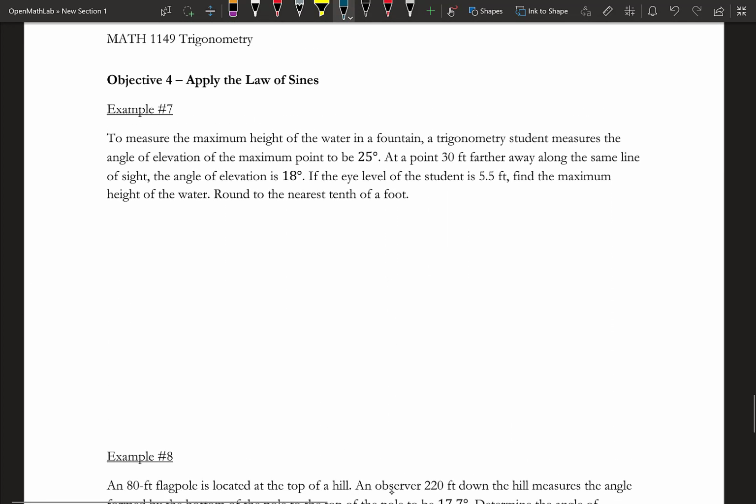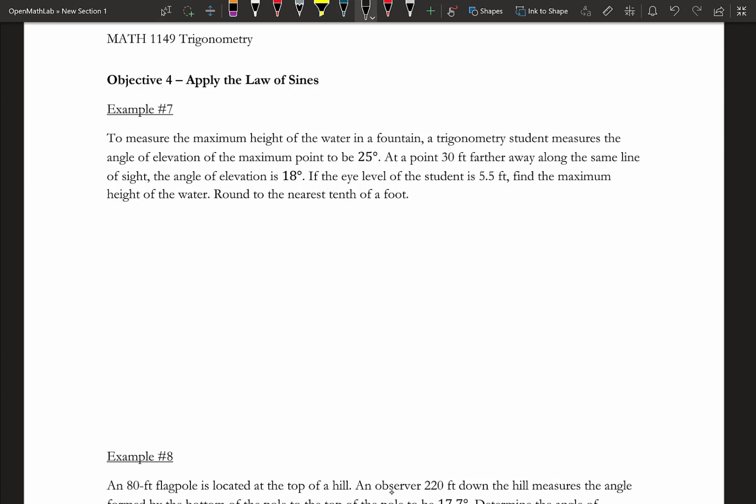All right, we're ready for the very last page. There are 2 examples left. The last objective is being able to have some applications of the law of sines. So the first thing we want to do is just be able to draw these scenarios.